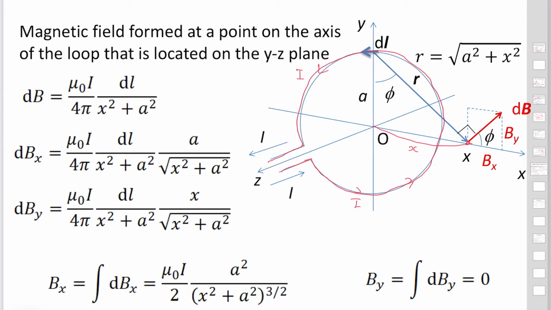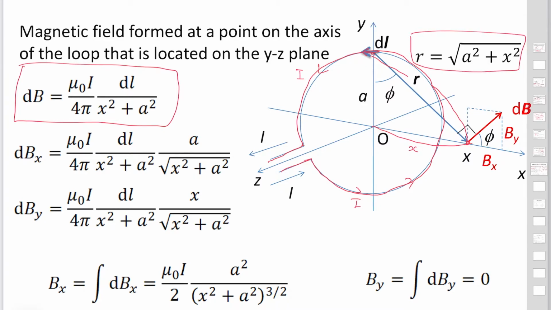The magnitude of the magnetic field formed by this dl can be calculated. It is mu sub 0 I over 4 pi times dl over x squared plus a squared. And the distance between the line segment dl and the field point, this r, is expressed using the Pythagorean theorem, the square root of a squared plus x squared. And r squared becomes x squared plus a squared. So this is the magnitude of dB.